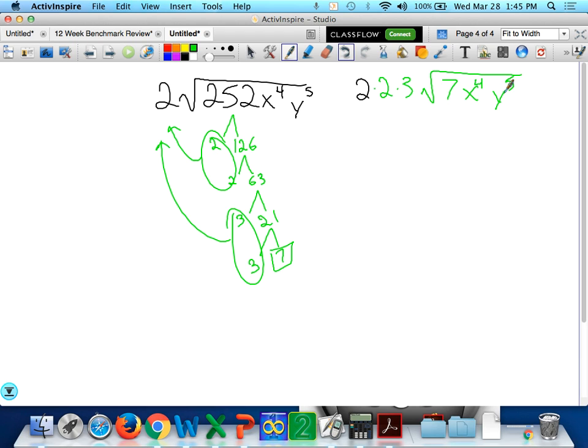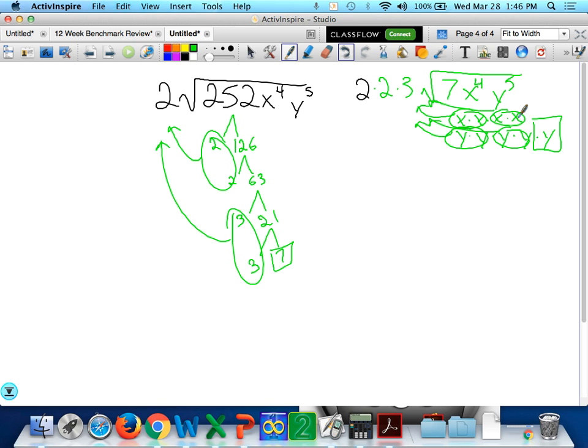We're not done yet. We've got to deal with the variables. Just like with numbers, the variables can come out in pairs. That's x times x times x times x, because we have 4 of them. Y times y times y times y times y. Well, there's a pair of x's, and there's a pair of x's. They all came out. There's a pair of y's, there's a pair of y's. 2 pairs came out. We left 1 y behind as our little leaf.